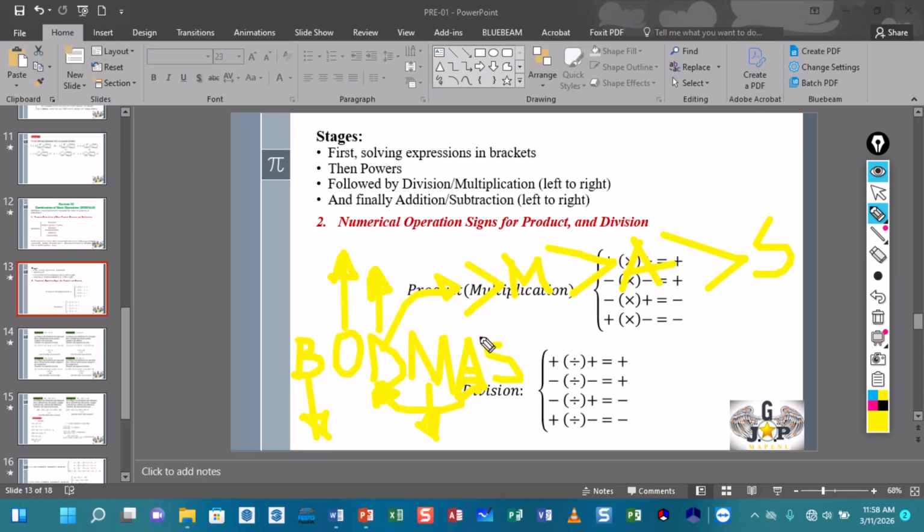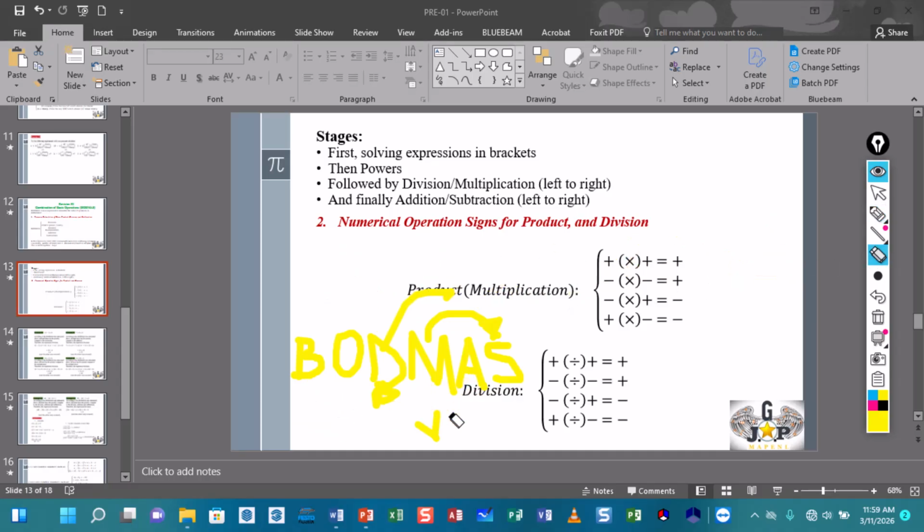Then you go with the division operator, then you go to the addition. If you have the multiplication and the subtraction, you start with the multiplication, or the product operator, then you finish with the subtraction.